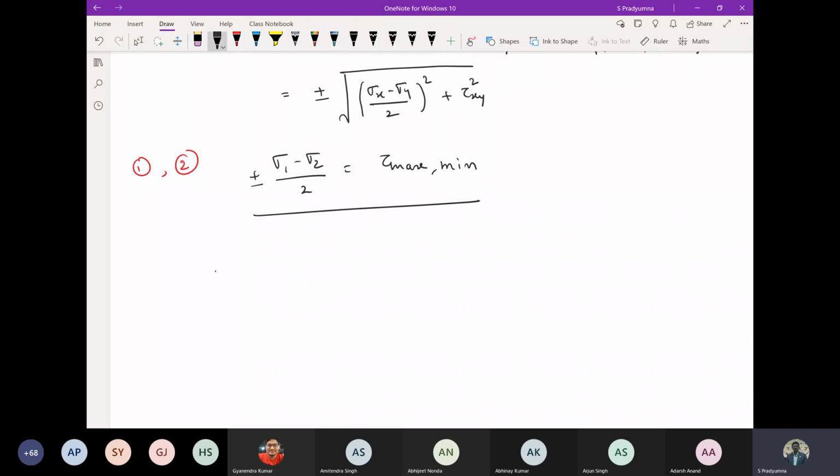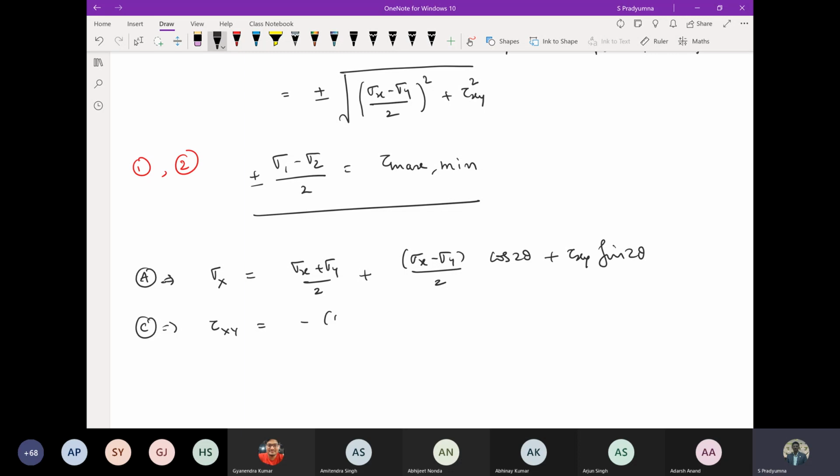I am rewriting equation A again. Sigma x is equal to (sigma x plus sigma y) by 2 plus (sigma x minus sigma y) by 2 cos 2 theta plus tau xy sine 2 theta. Let me write equation C also again. Tau capital XY is equal to minus (sigma x minus sigma y) by 2 sine 2 theta plus tau xy cos 2 theta.